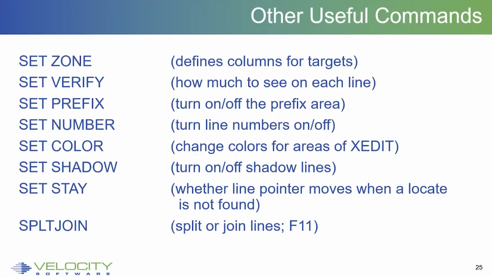Set prefix, you can turn it on or off. So you can turn your prefix area on or off. If you don't want your prefix area showing, you want more space to see data, you can type set prefix off and you get 6 or 7 extra columns to see data. If your prefix area is visible, you can use set number on or off. So if you want to see the line numbers, you do set number on, and instead of the equal signs on the prefix area, you see numbers, which is preferred in my opinion.